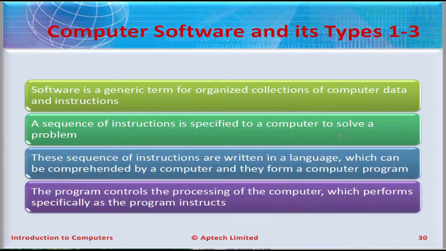We move on. Computer software and its types. Software is a generic term for an organized collection of computer data and instructions. A sequence of instructions is specified to a computer to solve a problem. These sequences of instructions are written in a language which can be comprehended by the computer, and they form the computer program. The program controls the processing of the computer, which performs specifically as the program instructs.